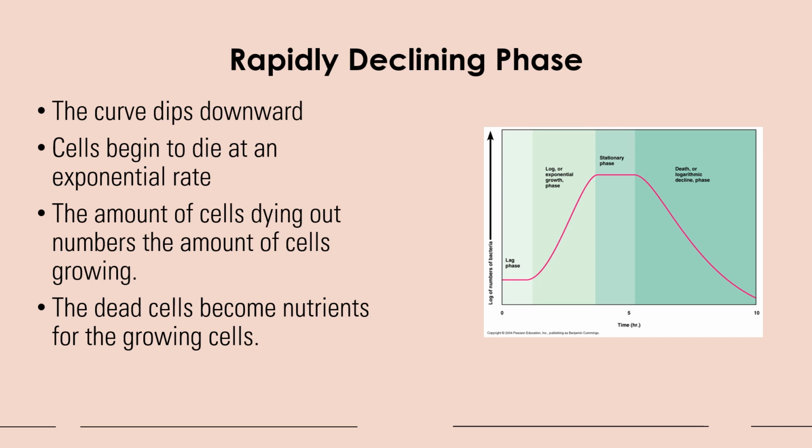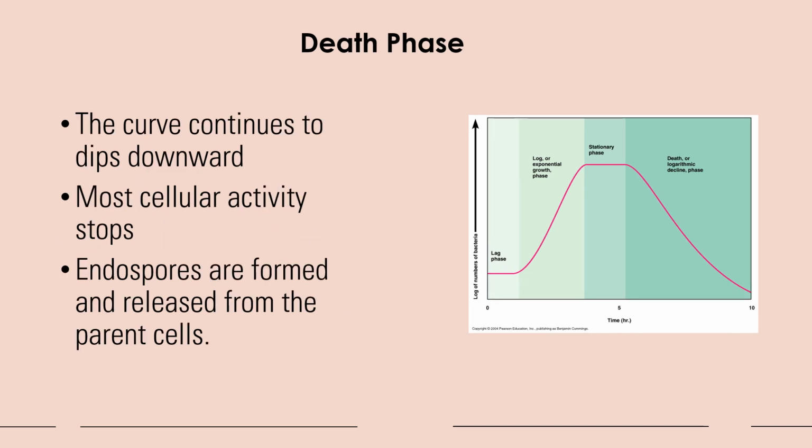Rapidly declining phase. The curve dips downward. Cells begin to die at an exponential rate. The amount of cells dying outnumbers the amount of cells growing. The dead cells become nutrients for the growing cells. Death phase. The curve continues to dip downward. Most cellular activity stops. Endospores are formed and released from the parent cells.